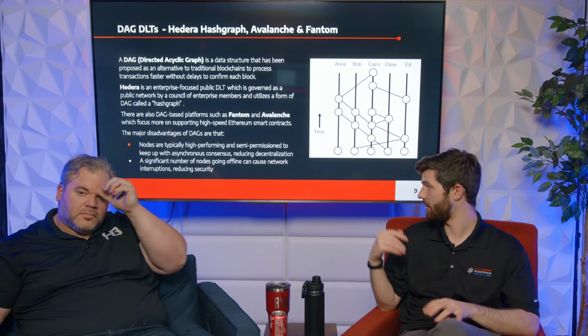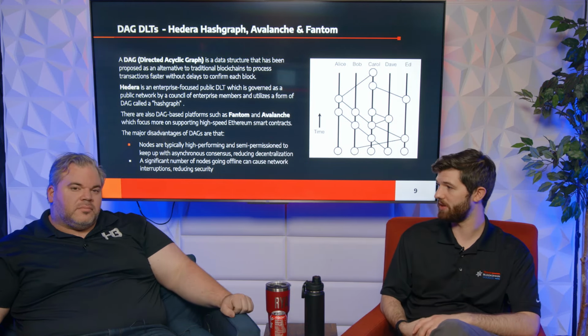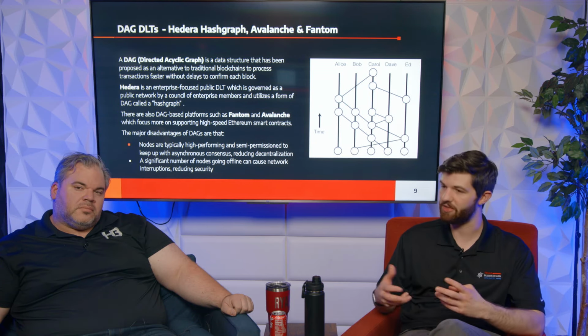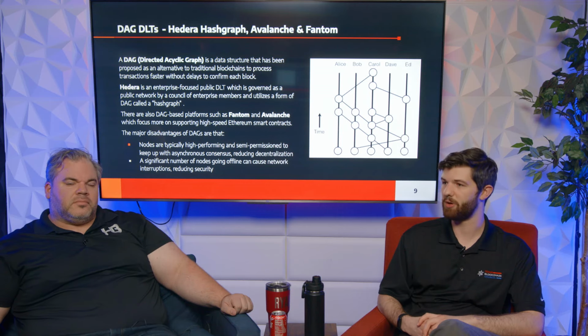A good example of this is a local company called Hedera. They created a form of this called a hash graph, which was their own custom take on a DAG approach. This is the diagram I'm showing here. They have this enterprise-focused public DLT governed as a public network by a council of enterprise members. Right now there are about 26 to 27 council members running nodes, and they're planning to get up to 39 at some point. It's very fast. They claim to get up to 10,000 transactions per second. I think on average they usually process 500 to 1,000 with their current system.